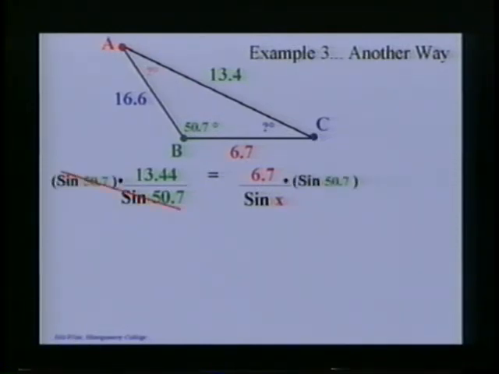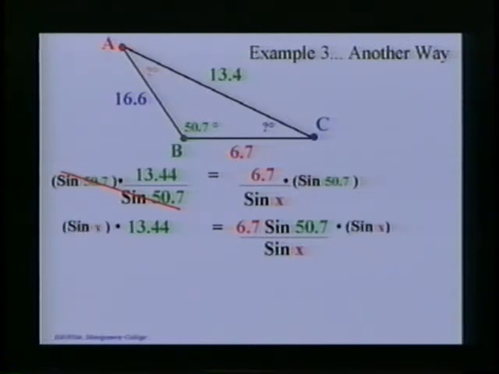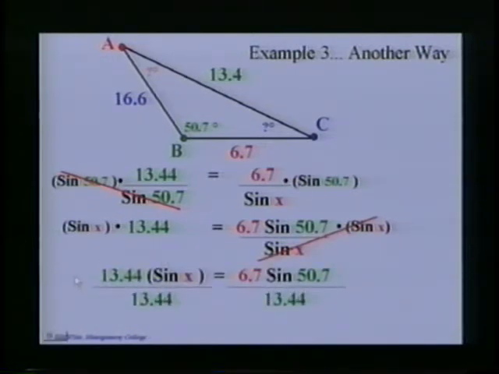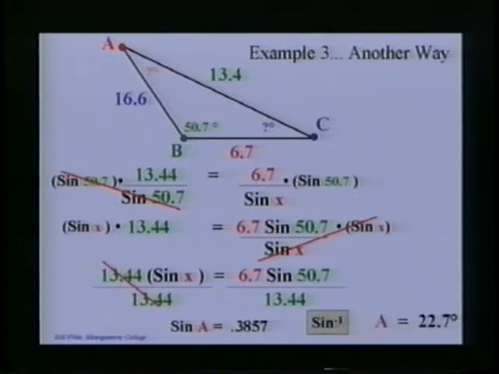Remember how we solved that? We're trying to get this sine of x by itself. I multiplied both sides by sine of x to get it over here, and that'll cancel. Now I'm going to divide by him, and that'll cancel, and I'll get the sine of A, or the number I want, is 0.3857. You better get to know how to use your inverse sine button. To me, that's way faster, and it's easier to memorize the law of sines. And I get an answer of 22.7, which is what I got before, thank goodness.